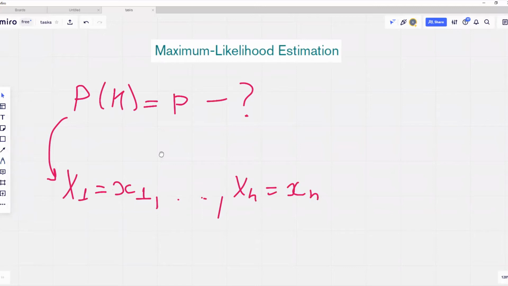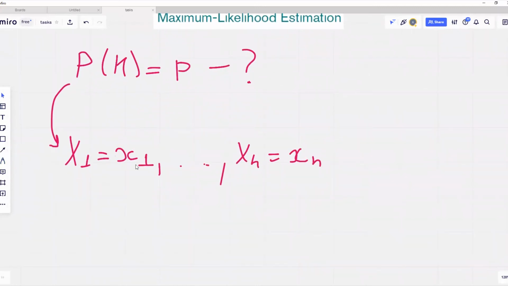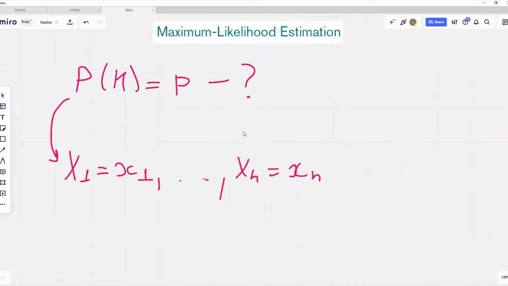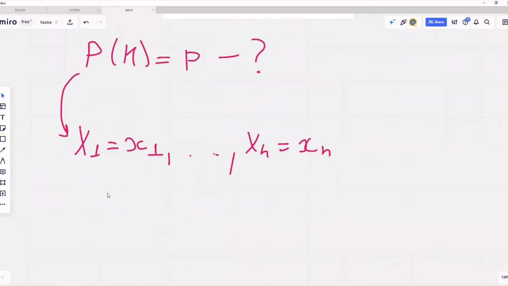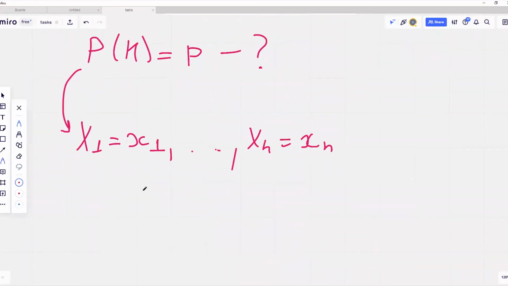Small xn's are outcomes of your tosses. These are equal to 1 if your coin lands on heads, and equal to 0 if it lands on tails. So basically, this is similar to the example we covered about malignant melanoma. So xi are our sample. Now let's find the probability of obtaining this sample under an assumption that the value of your parameter is equal to P.